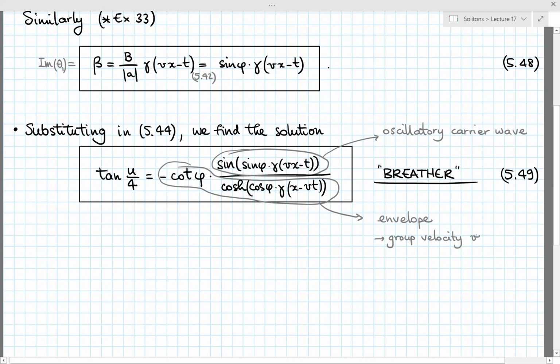which in this case is equal to v, because the dependence on x and t is through x minus vt. On the other hand, the oscillatory carrier wave moves at the phase velocity, and that phase velocity is 1 over v, because the dependence on x and t is through vx minus t. So if we factor out v, we have v, which multiplies x minus (1 over v, the phase velocity) times t. And notice that the group velocity v is less than 1, which is the speed of light, and this is as it should be for a solution of a relativistic field equation.